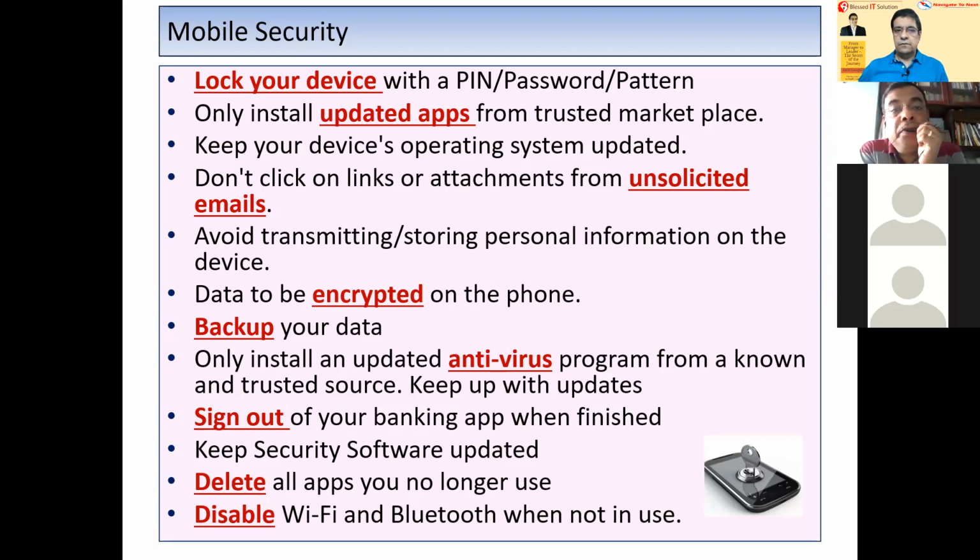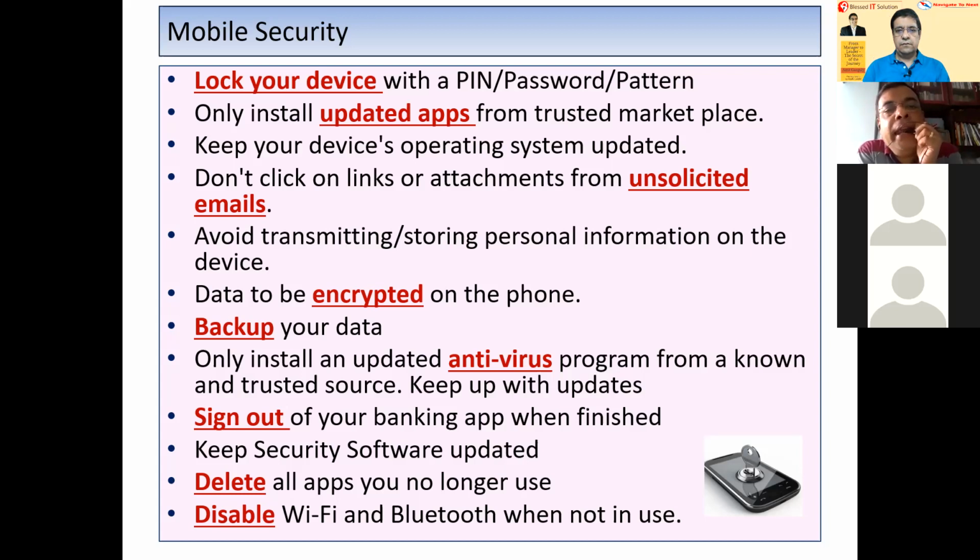Number three, the operating system of your device, the patch management, which is what is called technical. It should always be updated because it contains the patches to defend your system from being hacked. So operating system updates, always accept and do them immediately without any delay.